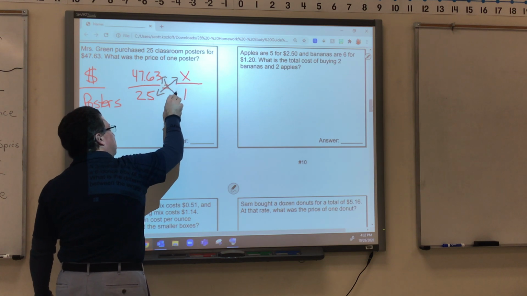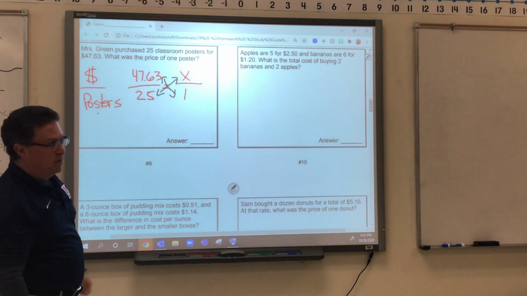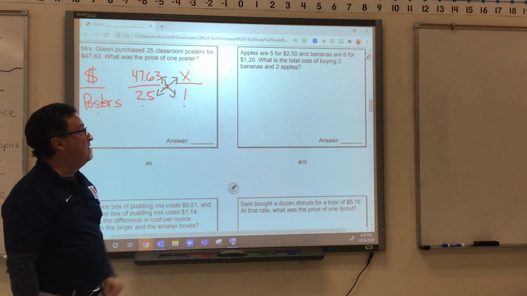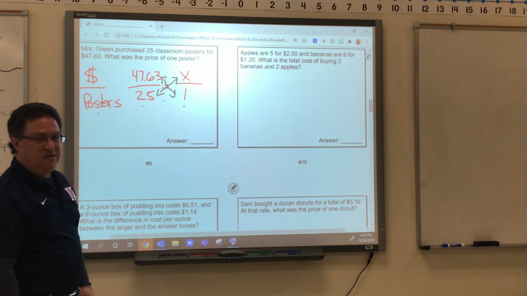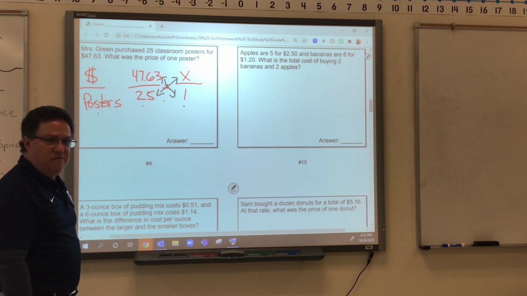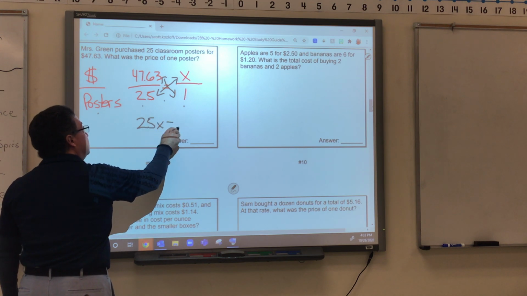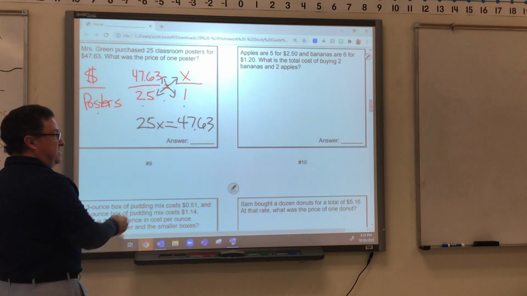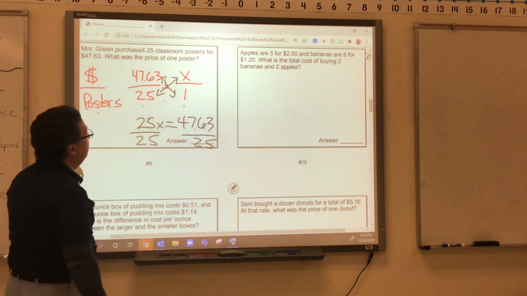So let me slow down for a few of you and remind you. Step 1, word statement. Step 2, write what you know. Step 3, write what you want to know. Step 4, cross multiply. Step 5, divide by the number in front of the x. 25 times x equals 25x. 1 times 4763, 4763. Divide both sides by what's in front of the x. And there you have it.